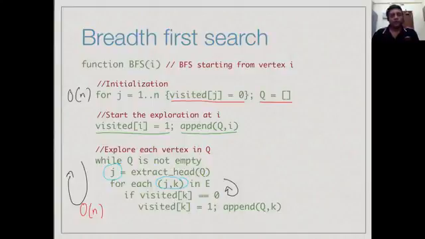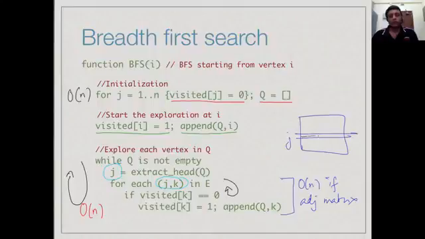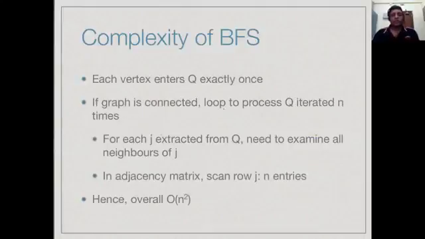Now, for each vertex, we have to scan all its neighbors. What we said was that this will be order n if we have an adjacency matrix, because we need to go to the first entry for j and look at the entire row for j. So this is order n. Therefore, if the graph is connected, first of all, every vertex will get into the queue, so we will do the queue loop exactly n times. And for each j that is extracted, we need to examine all its neighbors, so that will be a scan of size n. And therefore, overall, it's order n squared. These two nested loops of size n.